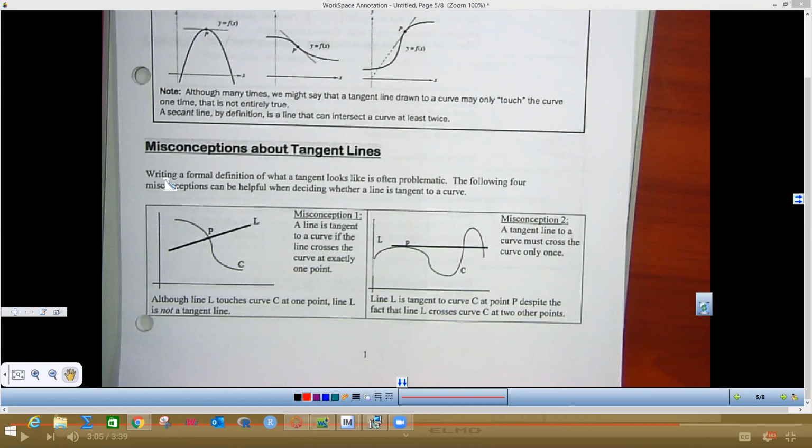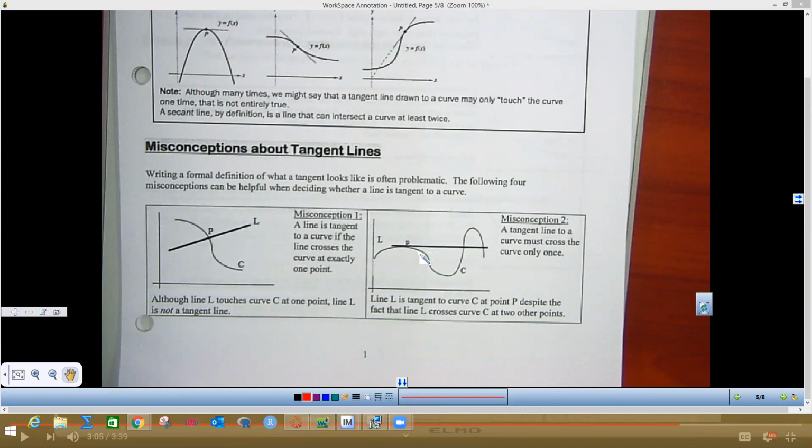The formal definition of a tangent line looks like it's often problematic. The following four misconceptions can be helpful when deciding whether a line is tangent to a curve. Misconception one: a line is tangent to a curve if the line crosses the curve at exactly one point. Although this line L touches the curve C at one point, line L is not tangent because it would have to be touching the curve at the same slope as the curve of the function.